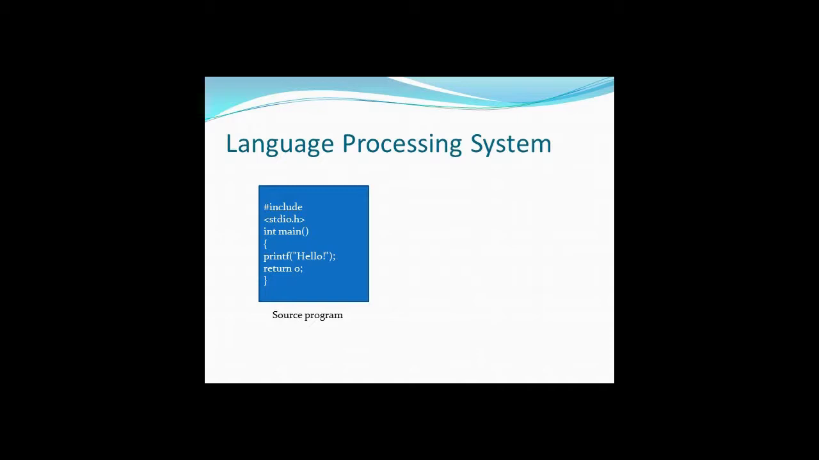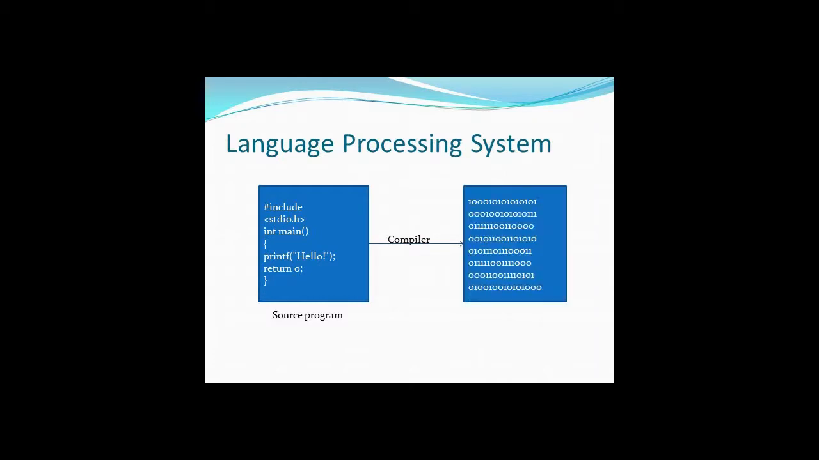But computers do not understand high-level language. Computer understands only machine language, that is, it understands only zeros and ones. Therefore, the high-level language should be converted to machine language. For this purpose, we use translators like compilers, interpreters, etc. The conversion of high-level language to machine language is a complex process.